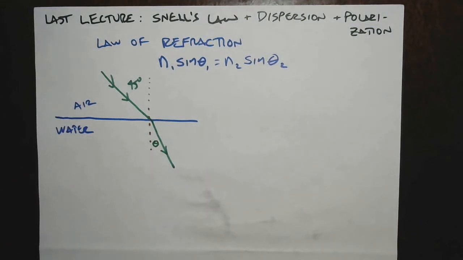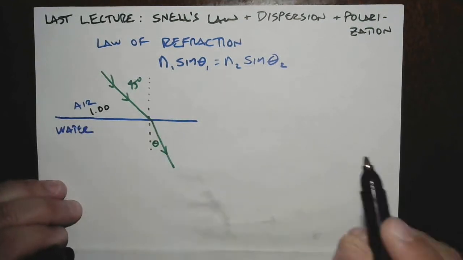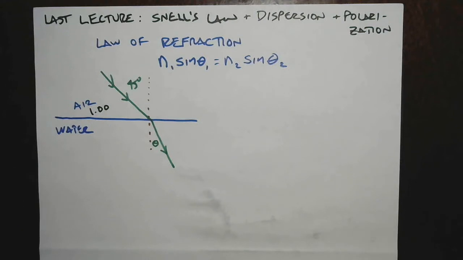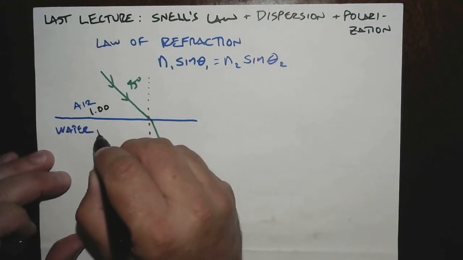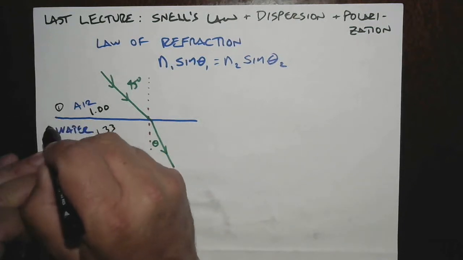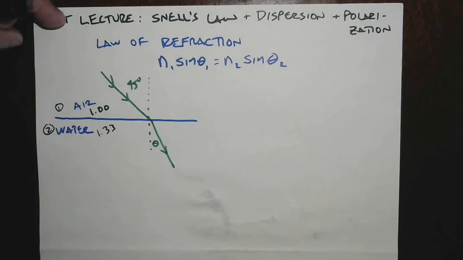Well, luckily, we do know something. The index of refraction of air is 1.00. I know it's 1.0003, but to 3 sig figs, this is fine. Water is 1.33. So if we take air to be the number 1 substance and water to be the number 2 substance, we can go ahead and use Snell's law.